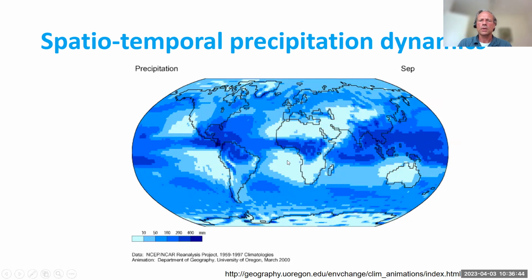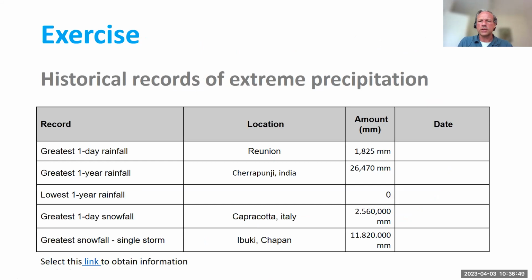And of course, yeah, extreme precipitation can be as much as the highest ever measured one, at least. It's probably not the highest precipitation ever. There in one day, almost 2 meters of rainfall. That's much more, for example, than we have here in Cologne over the whole year. But the greatest 1 year rainfall is even more amazing. That is more than 26 meters, no, in a place in India.